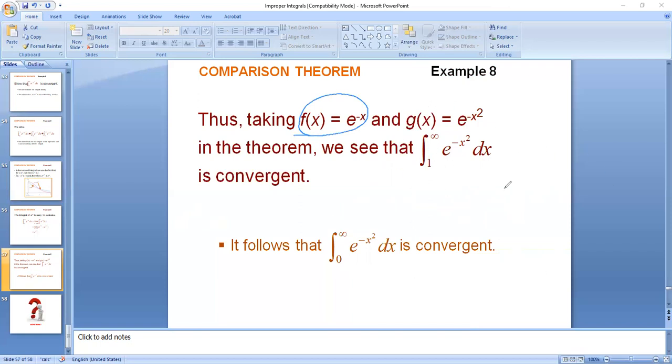Nangita kita sa mas simpleng integral nga ma-evaluate lang. Kay tungod ini siya, ang e raised to minus x is far greater in value than e raised to minus x squared. And based on the theorem that we have discussed, that if f of x is greater than g of x, which is greater than 0 for all x values greater or equal to a, then the said function is said to be convergent.